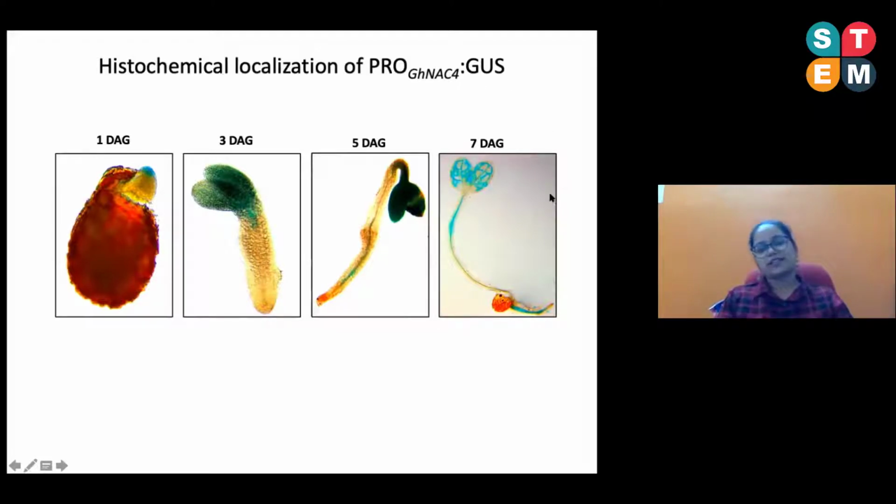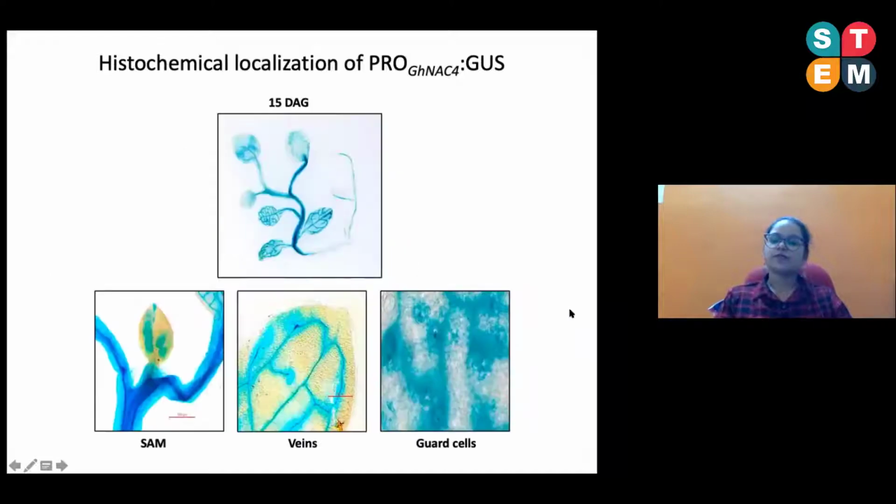Interestingly, in 7-day-old seedlings, we observed that the localization was present in the cotyledons, the shoot, and the root, but it was absent in the hypocotyl region. In 15-day-old seedlings, we see that GH-NAC4 was localized almost throughout the plant, especially in the shoot apical meristem, the stems, the roots, the midrib of a young leaf, the lateral veins, and also the guard cells.